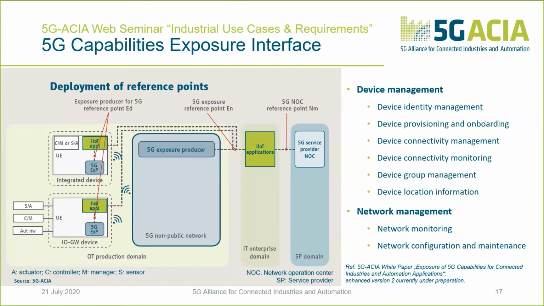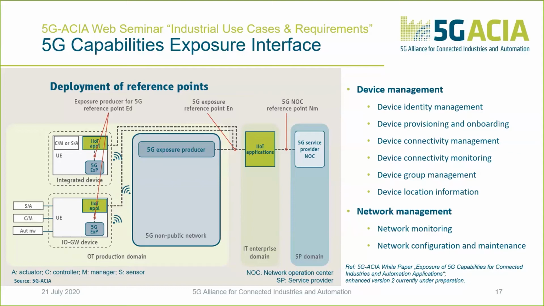The important concept here is the exposure producer. If you see in the middle of the figure, it is a 5G function that implements the exposure services for the users of the 5G system. On the other hand, the entities that use the exposed services, for example the industrial IoT applications, are called the exposure consumer. The figure on the side also shows two types of reference points of a 5G exposed interface, ED and EN. ED is the reference point at the device side.